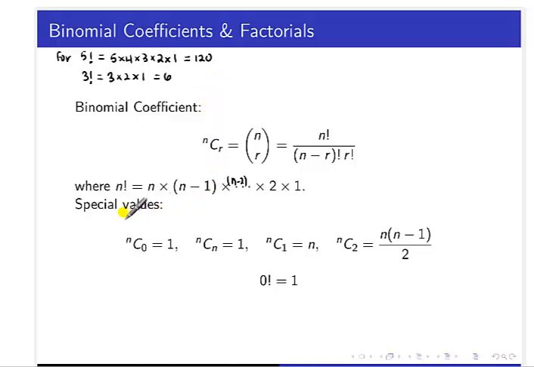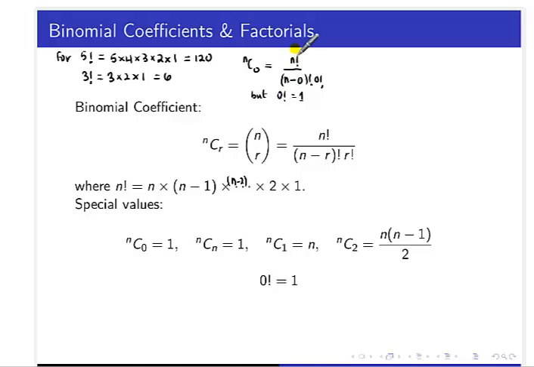Now, special values. For n combination 0 is equal to 1. Let's find out here. We're saying that n combination 0 will be equal to, from our combination formula, n factorial, so our n is still our n, and then we have n minus r, where r is 0, factorial, and then r factorial, which is 0 factorial. But remember that 0 factorial is equal to 1.